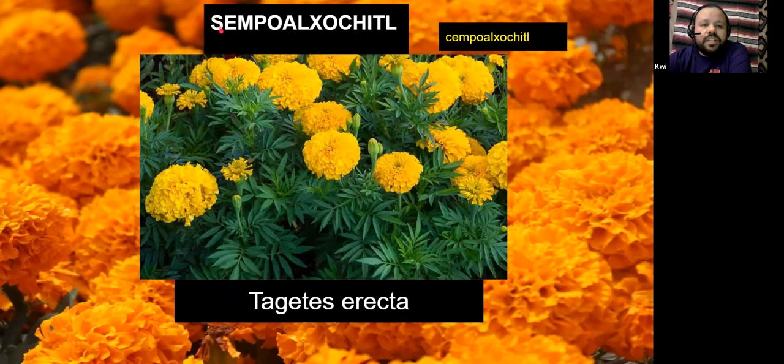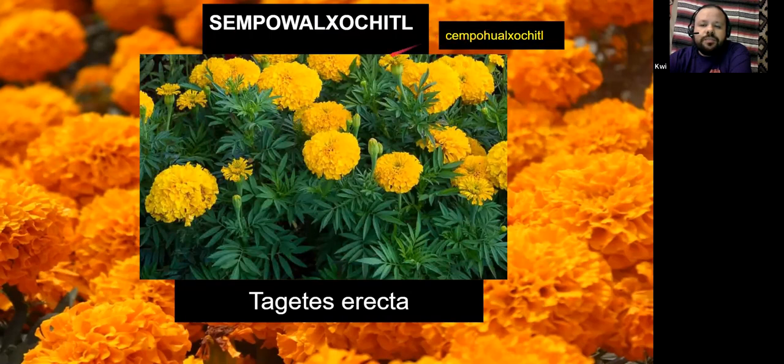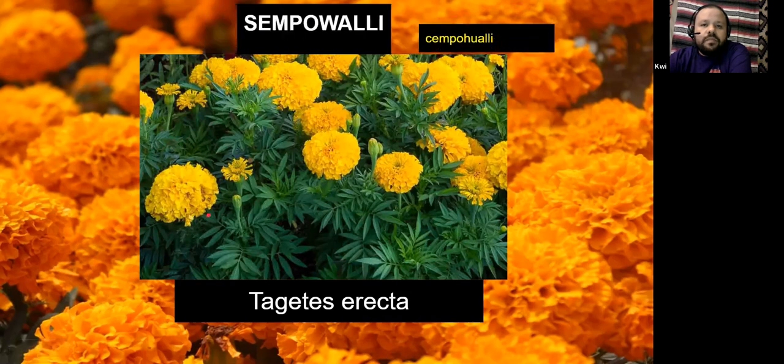Here's another variation. It's still the same type of flower. It's just that the variation of the word, Sempoalxochitl, is how it's written in classical orthography. Classical orthography here. Or simply Sempoali. So it's also known just as Sempoali. And we'll find out what Sempoali means right now, can I?